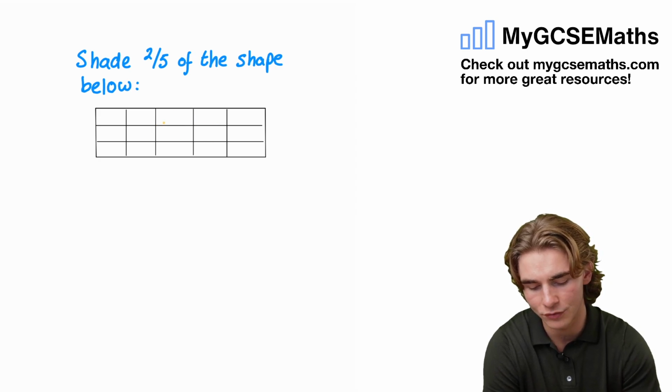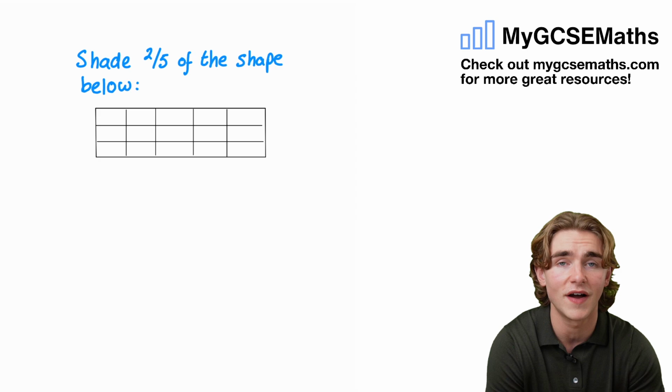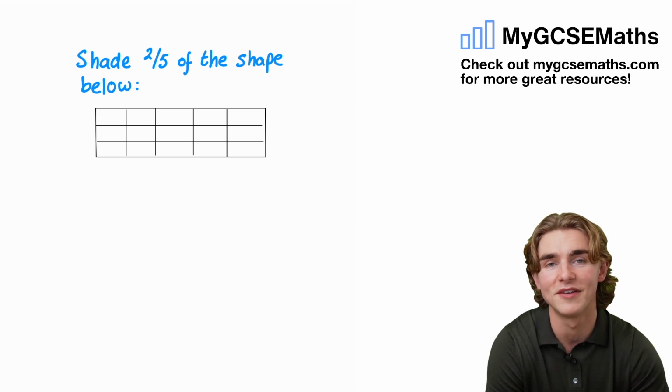Now, we could just count all of them. Counting from left to right, we're going to have 5 on the top row, another 5 in the middle row, another 5 on the bottom. 5 plus 5 plus 5, that's going to be 15. So we have 15 in total.